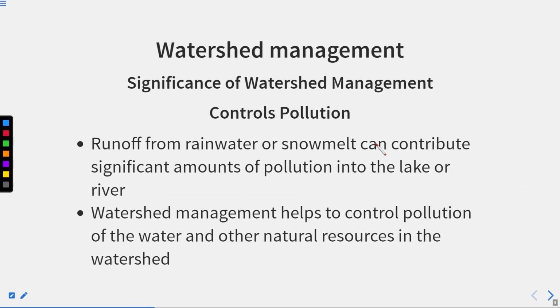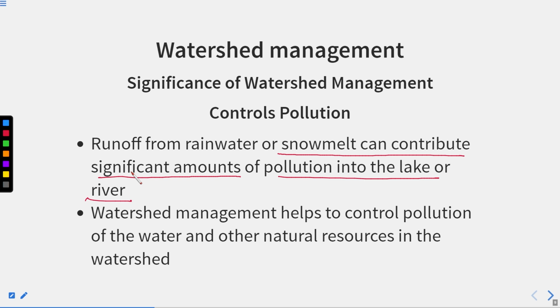Now, significance of the watershed management. It controls pollution. First thing, watershed management controls the pollution. How? The runoff from the rainwater or the snow melt can contribute a significant amount of pollution into the lake or river. So suppose we are using a lot of fertilizer in our agricultural land, and if there is heavy rain, that fertilizer will get mixed with the rainwater, and it can sweep to our nearby catchment area, near the water bodies, near the wetlands, near the river, right?